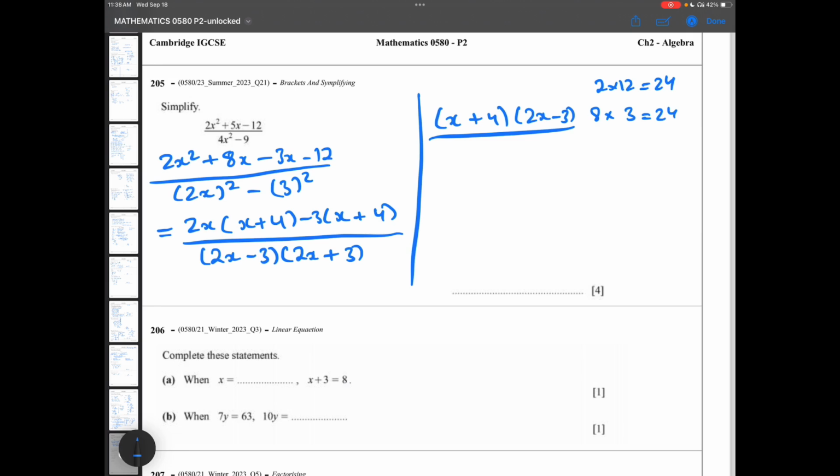Upon 2x minus 3, 2x plus 3. Now we can see that this 2x minus 3 in the numerator and denominator get cancelled with each other, and we are left with x plus 4 upon 2x plus 3. This is our answer. Let's move to the next question.